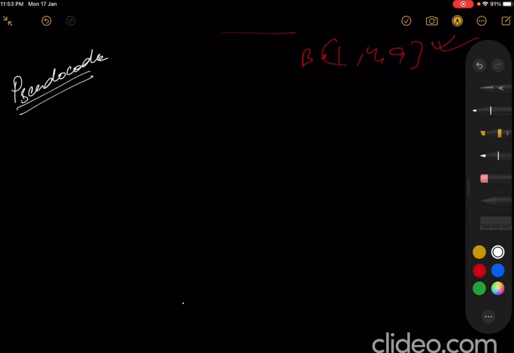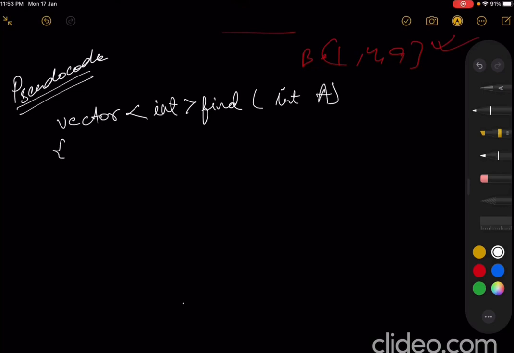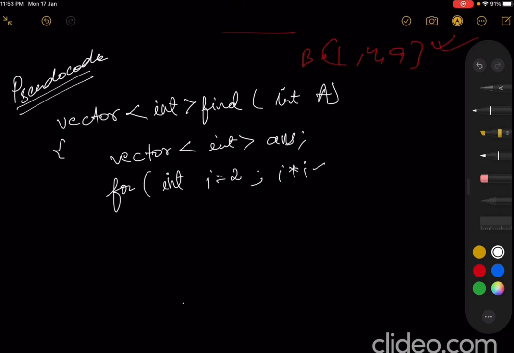So let's say we had some function which will return some vector of integers. Let's call it find, and let's say it accepts an argument like a. Okay, so we first try to find all the factors of a. So let's say we declare a vector for storing all the factors, or you can say all the possible answers. So we just iterate for int i is equal to 2, i less than or equal to a, i plus plus.